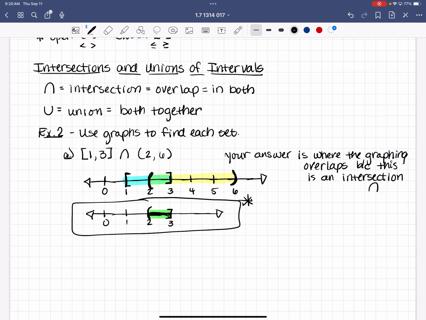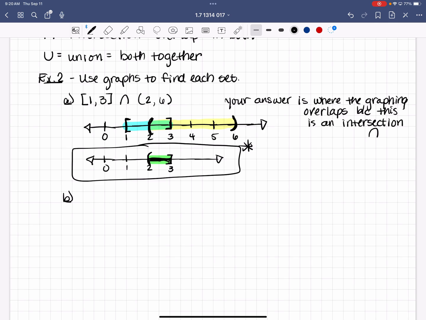Okay? Because it's an intersection, you want to know where both of those graphs happen. They overlap from 2 to 3, right? The first one goes 1 to 3, and the next one goes 2 to 6. So what did they have in common? 2 to 3. Okay? Let's do a B.